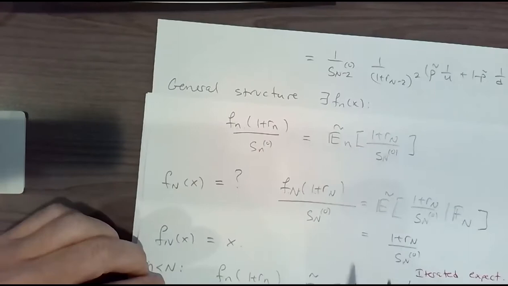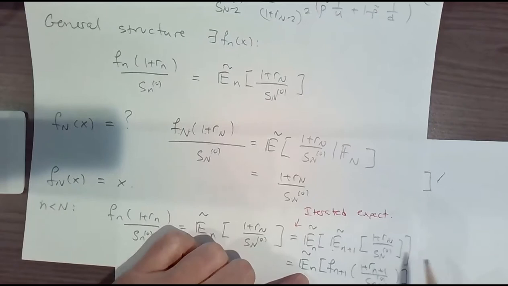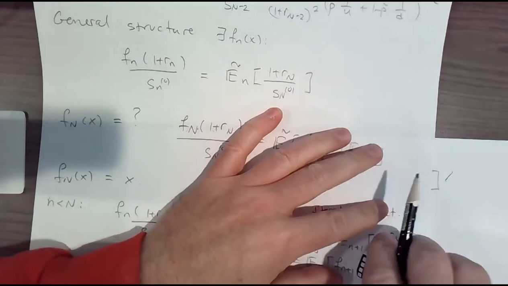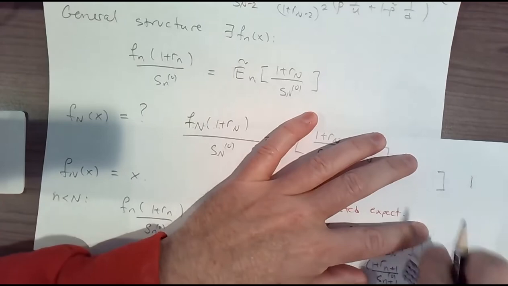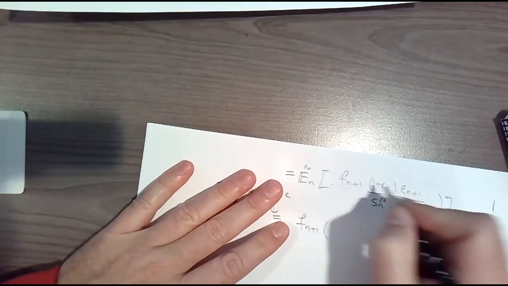I messed it up, right? We're dividing by Sn outside. Messing this up, right? This parentheses here, it doesn't go all the way down. You just go on the top part. Fn plus 1.